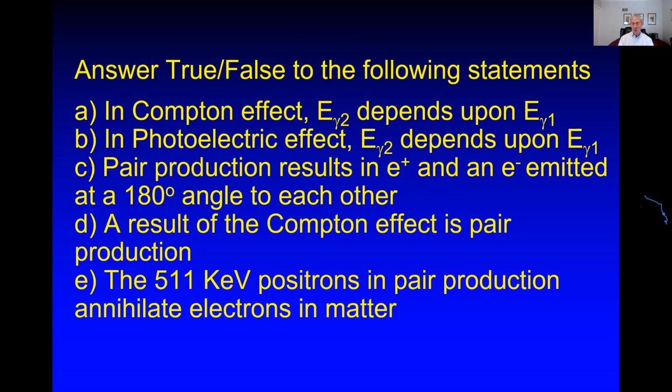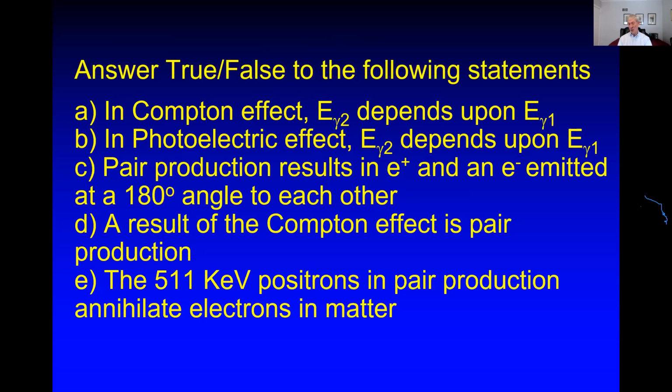In pair production, the electron and the positron are emitted at a 180-degree angle to each other. False. That's an indeterminate angle, could be anything. D, a result of the Compton effect is pair production.